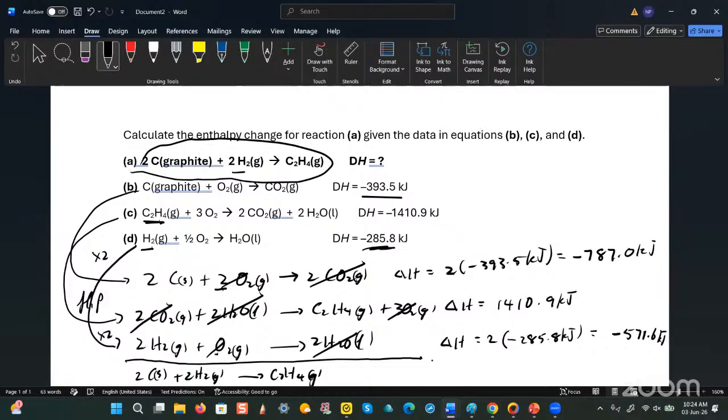So what does that mean for the delta H that we're going to calculate here? Delta H here would be equal to the sum of these numbers that we obtained here, right? So that would be 787.0 minus, and then we add to that 1410.9, and then we add to that minus 571.6. And then according to my calculation, and again, please check up on this to make sure I did the right thing, but I got 52.3 kilojoules.